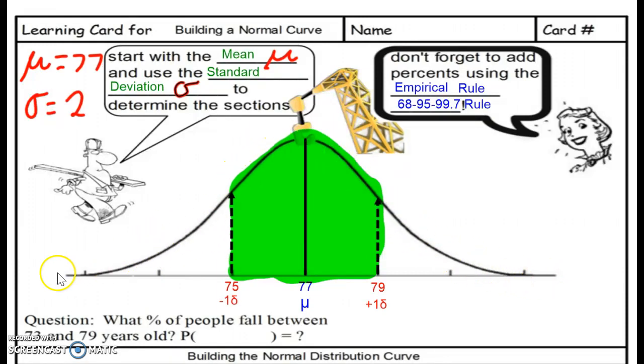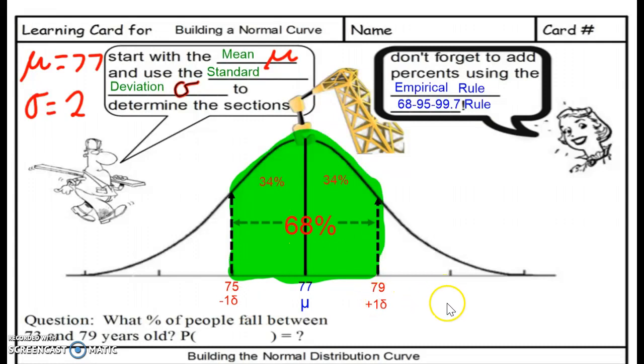That is proportionally correct. If 100% of my data is underneath of this curve, then 68% of it is going to fall between one standard deviation below and one standard deviation above the mean. If I broke it down into the two halves, that means 34% would be between the mean and one standard deviation below the mean, and 34% would be between the mean and one standard deviation above the mean. But between those two, one standard deviation below and one standard deviation above the mean, we get 68% of our data.